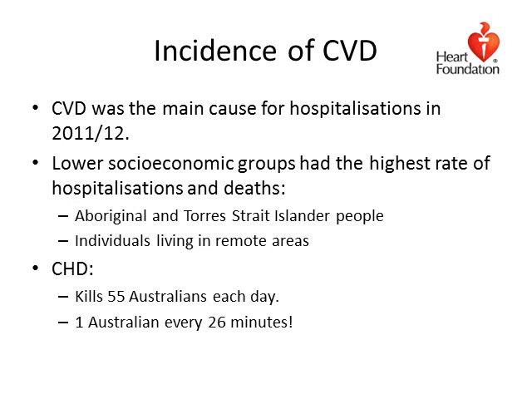So looking back at the Australian statistics, cardiovascular disease was the main cause for hospitalizations in 2011 to 2012. And lower socioeconomic groups were seen to have the highest rates of these as well as deaths. So within this group, we had Aboriginal and Torres Strait Islander individuals as well as those living in remote areas who had the highest rates of these.